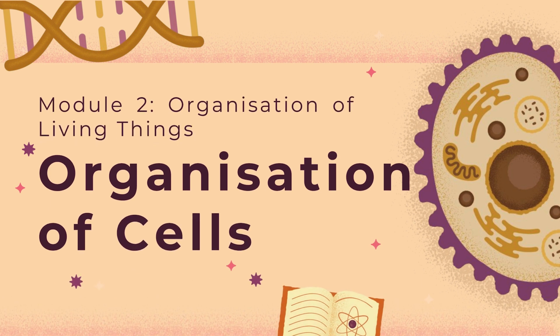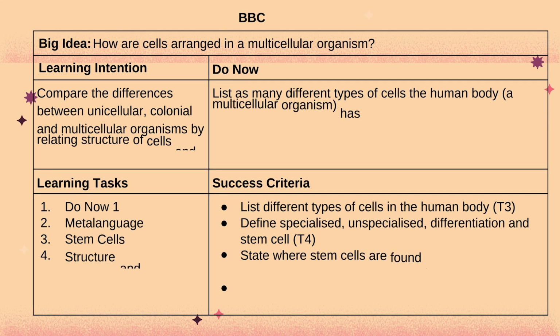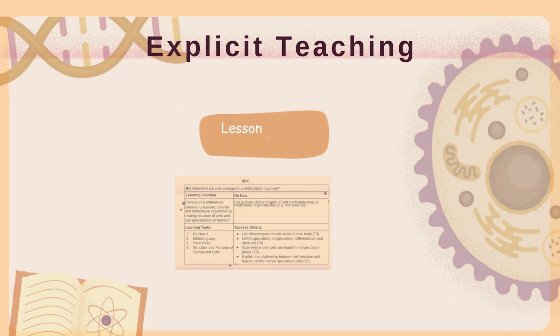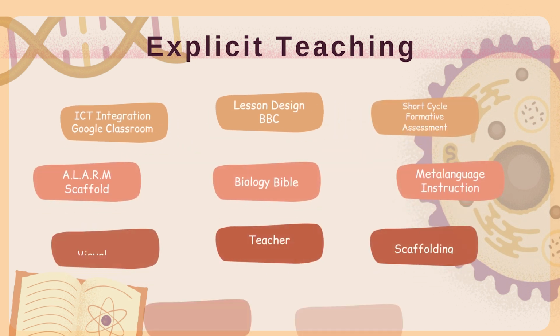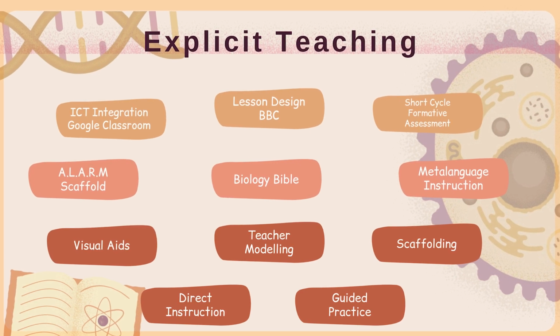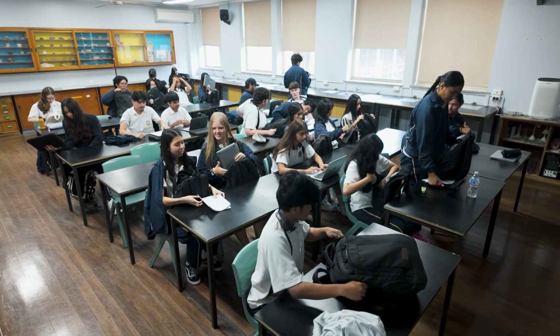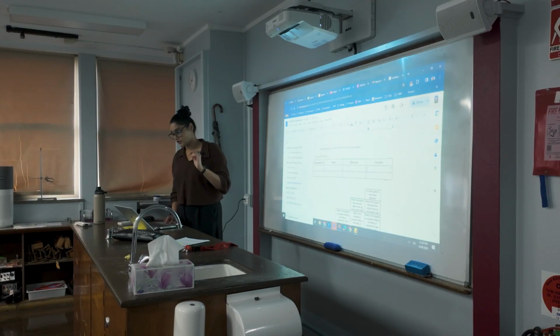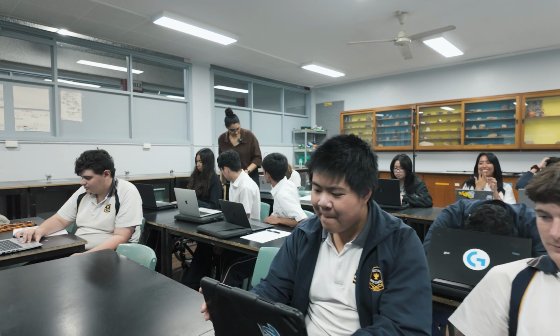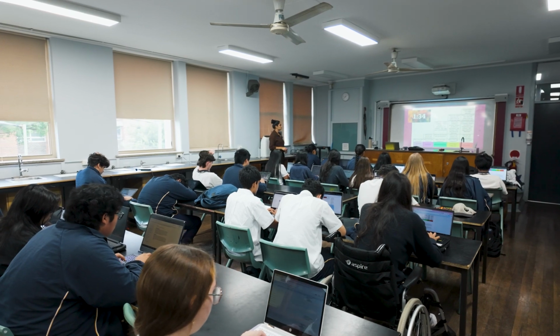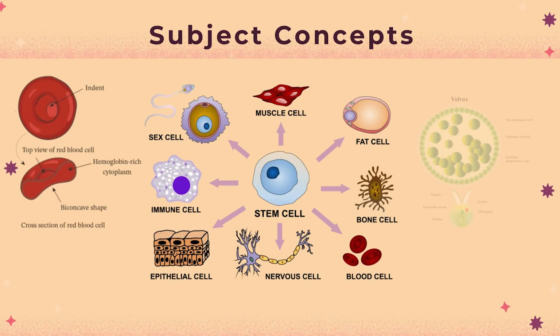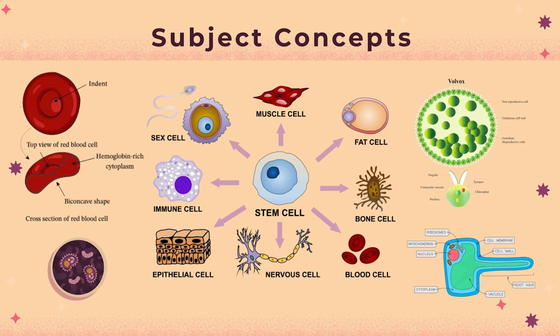This lesson exemplifies the effective implementation of explicit teaching at Rudy Hill High School, showcasing a comprehensive approach to instruction across the curriculum. Through the use of the BBC Blackboard configuration, digital platforms like Google Classroom, and a variety of teaching tools such as visual aids and the alarm scaffold, the lesson demonstrates a commitment to clarity, structure, and engagement. This approach ensures that pupils are not only recipients of information, but active participants in their learning journey, equipped with the skills and understanding necessary to navigate complex scientific concepts.